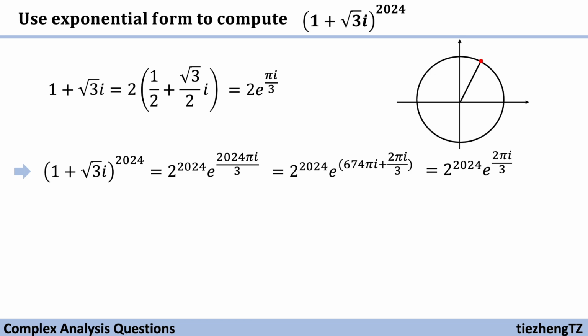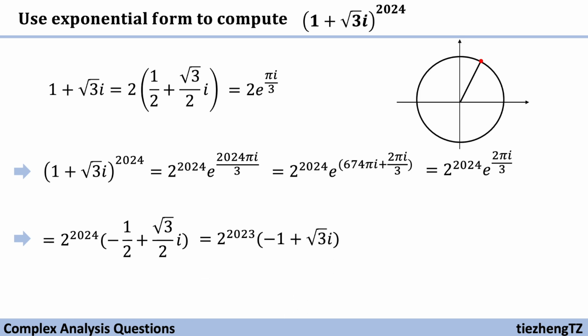We can either stop here because this is the correct answer, or we can further update it into the form of x plus yi. So in this exponential form, we know the angle is 2 pi over 3. So we know in the x plus iy form, x is minus 1/2 and y is square root 3 over 2. So that function can be rewritten as 2 to the power of 2024 times (minus 1/2 plus square root 3 over 2 times i).